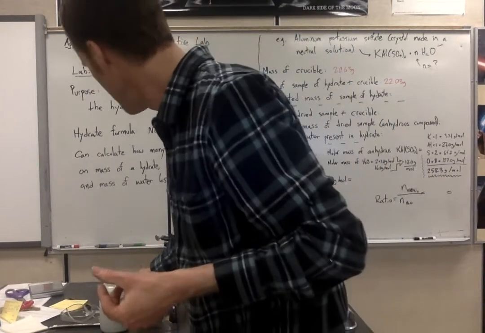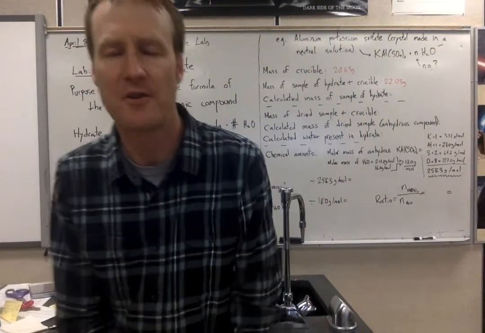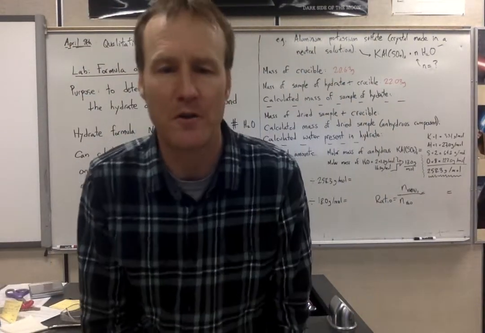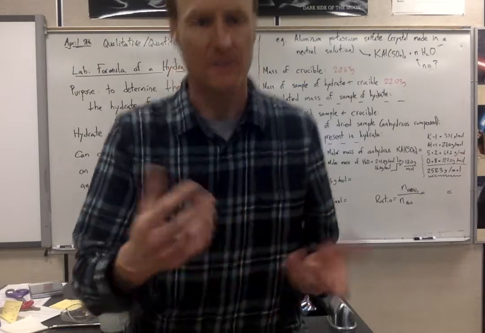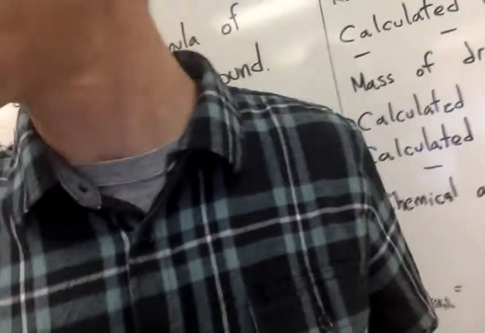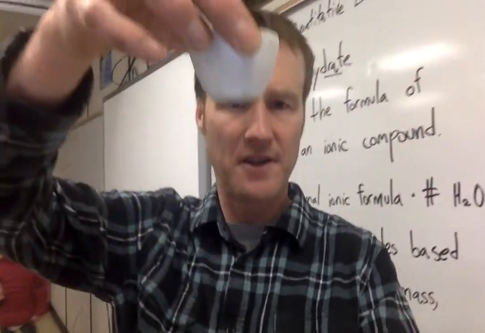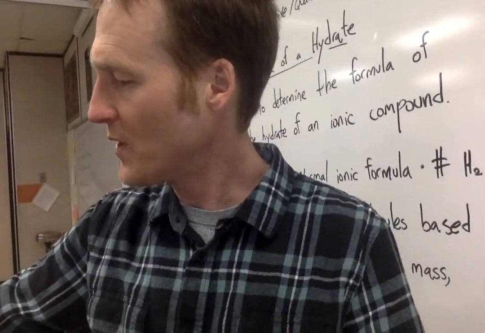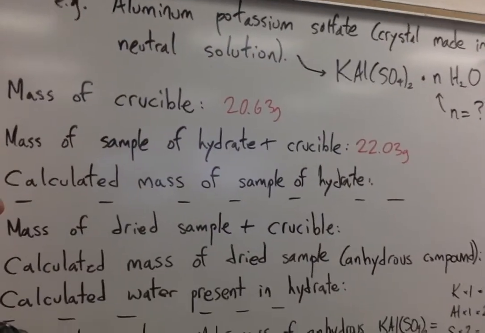I did this earlier with another crystal of it, and I'm going to go through the masses in a sec. In fact, well, I might as well do them now. I'll tell you what it all looks like when it happens. The first thing I need to do is to measure the mass of the crucible. This is a crucible. You can heat these up really hot over a Bunsen burner. The crucible had a mass of 20.63 grams.